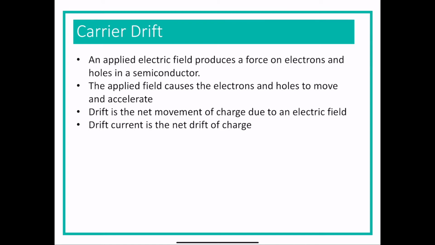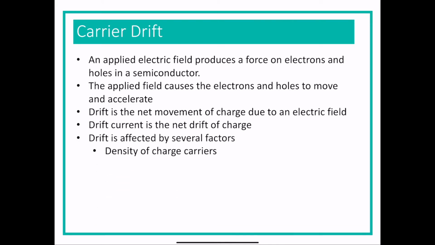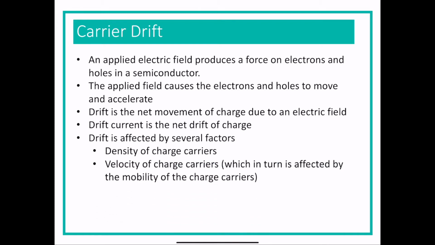And drift is affected by several things. It's affected by the density of charge carriers, how many charge carriers you have per cubic centimeter, which you now know how to find, so that's good. The velocity of charge carriers, which isn't really easy to measure, but their mobility is easy to measure, so that's something we actually can measure, and how strong the electric field is. So all 3 of those things kind of work together to produce current.